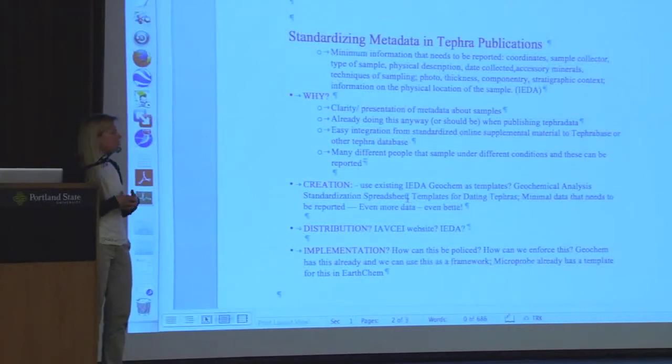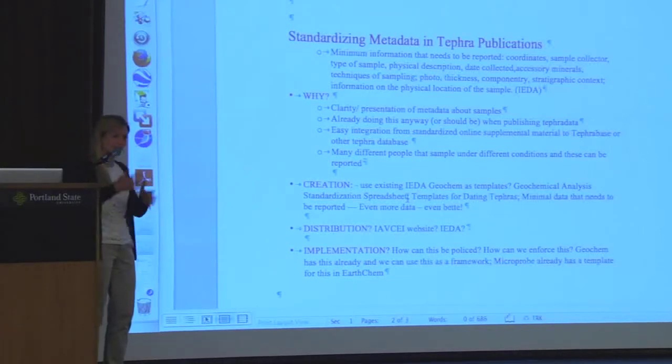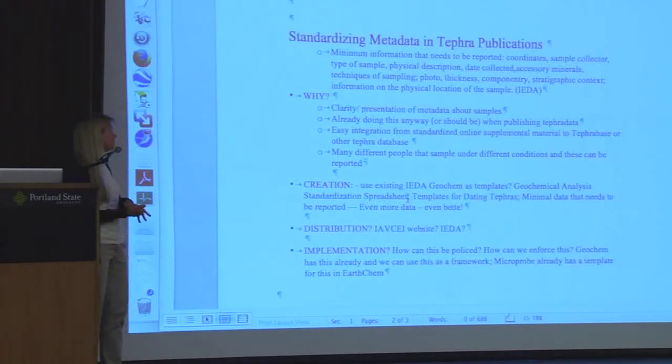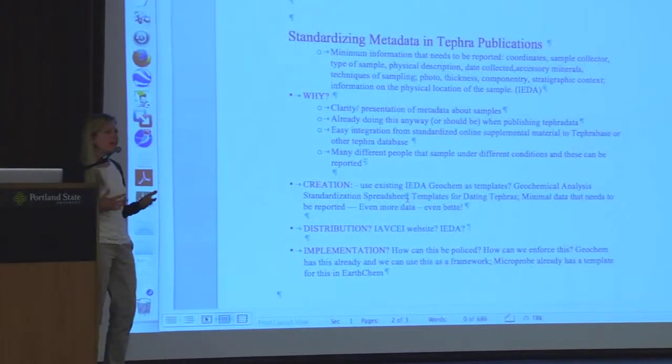And so in this spreadsheet, you would have your minimal data that you should be reporting: your coordinates, who collected the sample, the date it was collected, just basic information about the sample. And then you kind of have the better: if you can add this information, that's great. And if you can even add this information, maybe a photo or something, that would be even better. And so the reason why is because it would provide clarity and presentation of this metadata. Everyone would have the same way of reporting the data in all journals and all systems.